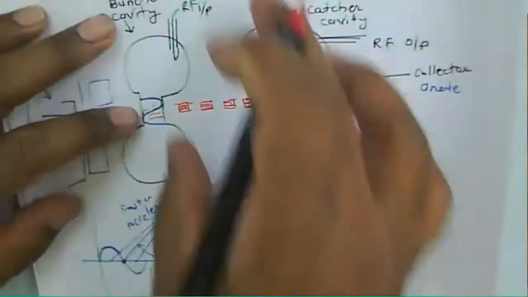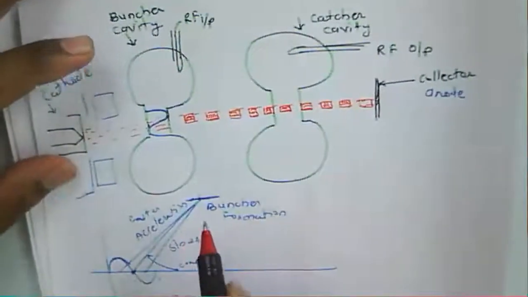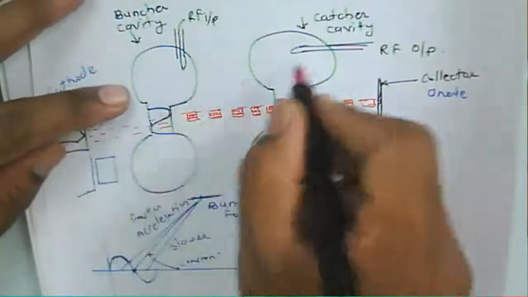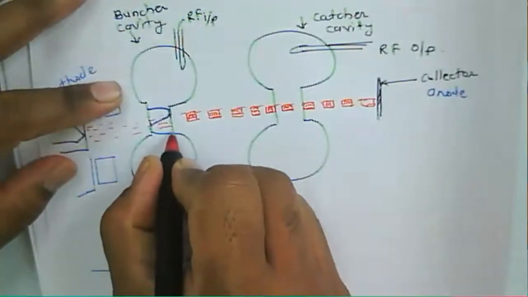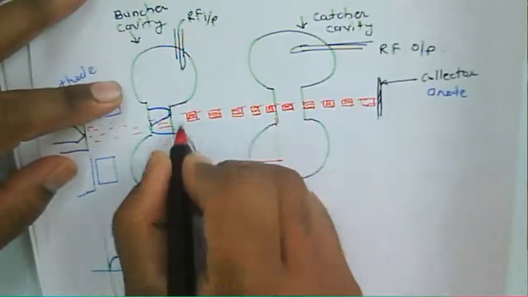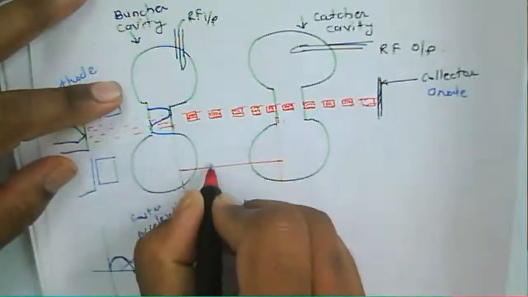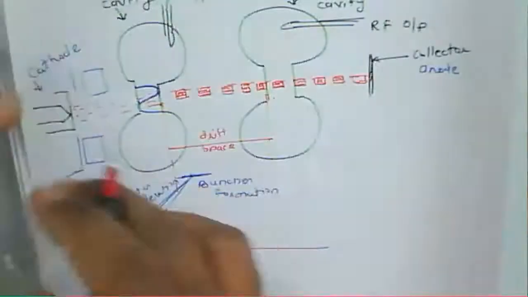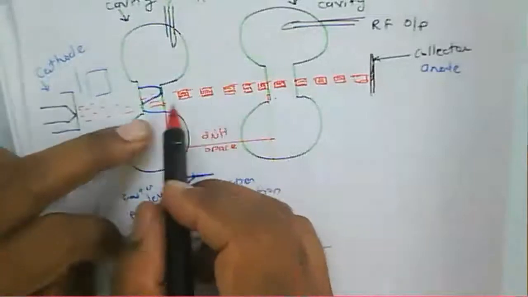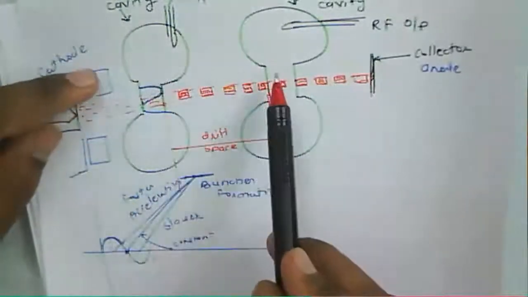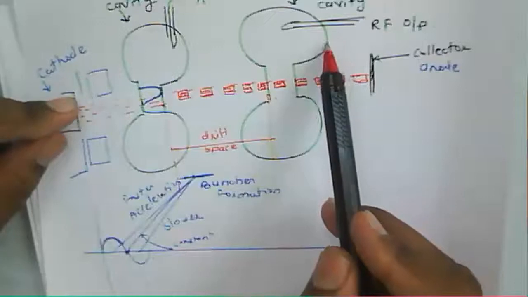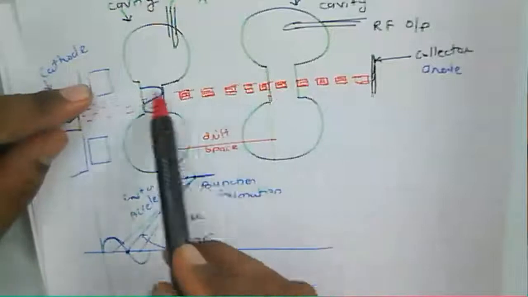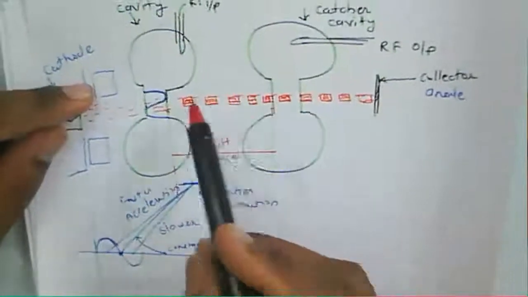Now this Klystron tube amplifier works based on the buncher cavity as well as the catcher cavity, and the distance between them is called the drift space. In this region the electrons are moving, and the distance between the two cavities can be adjusted so that we get the highest output. This is a two cavity Klystron amplifier.